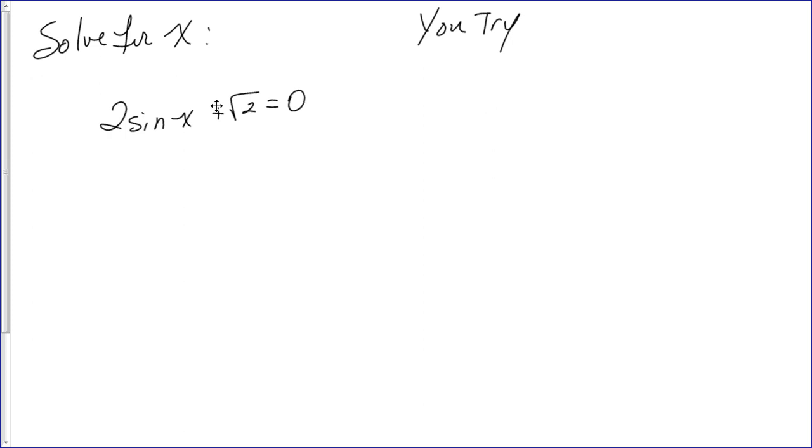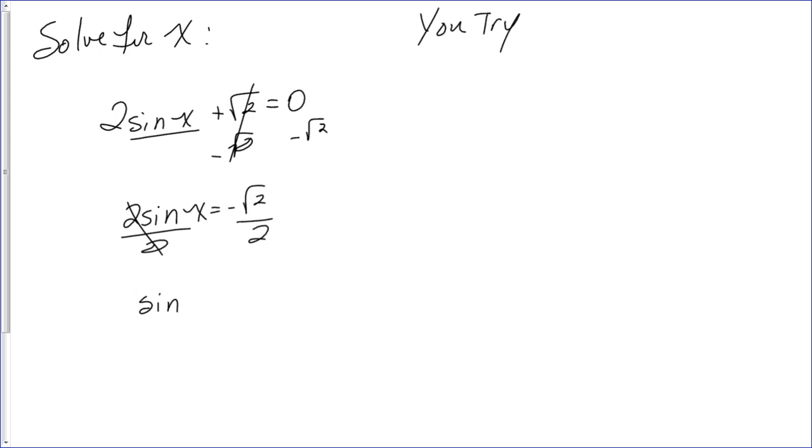Hopefully you got this figured out. Remember, we want to solve for sine of x, so we want everything on the other side and sine of x by itself. First thing we want to do, subtract the square root of 2. So 2 times the sine of x equals negative square root of 2. Now we're going to divide by 2. So the sine of x equals negative square root of 2 over 2. If we go back to ASTC, we know that sine is negative in the bottom two quadrants, and if you go back to the chart, the angle that has a sine value of square root of 2 over 2 is pi over 4.